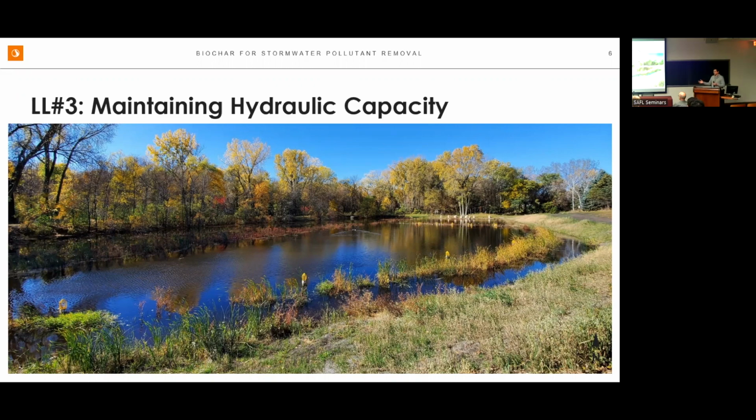One thing we did do is go from a 30% addition to a 25% by volume addition of biochar to see how that might maintain that hydraulic capacity. But those are the 3 lessons learned.